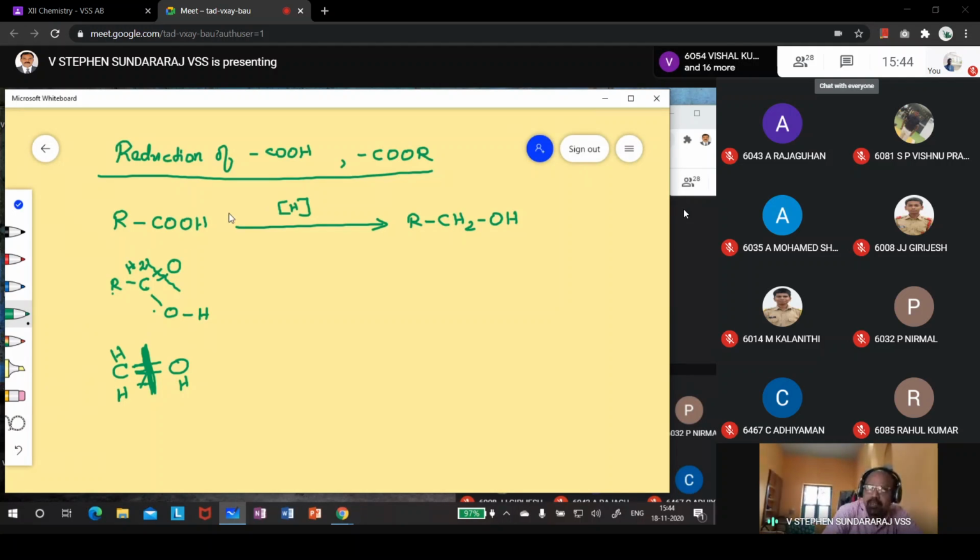Otherwise, I could have included that itself if it were the same type. So here, reduction of carboxylic acid. Ester is also the same. Ester is what? C double bond O, and instead of OH, here it is OR. So now a different product will be formed. And now see, write down the reducing agent, lithium aluminum hydride.